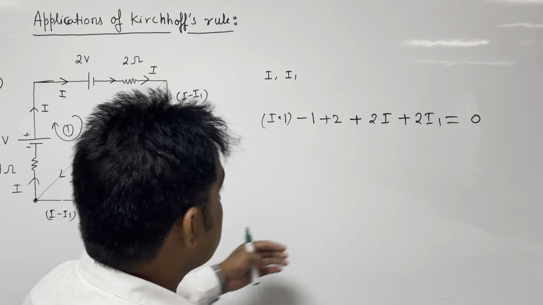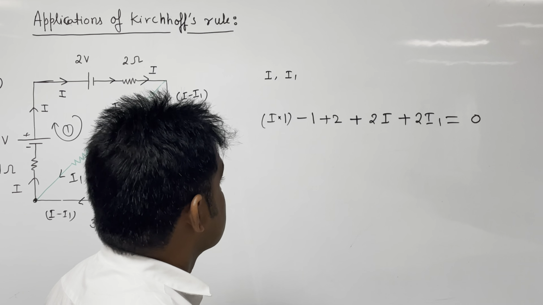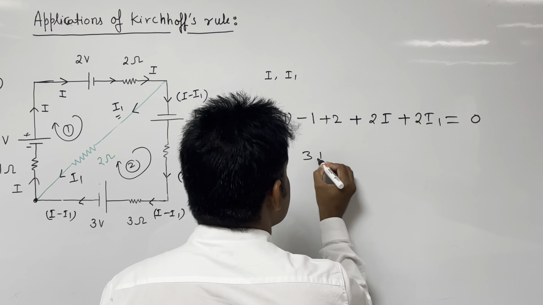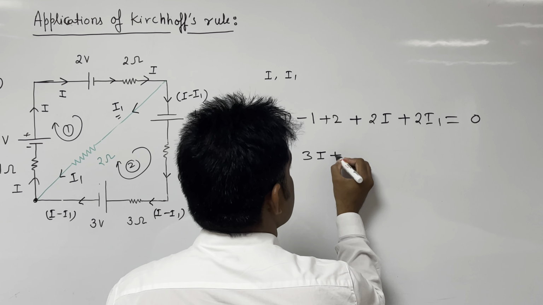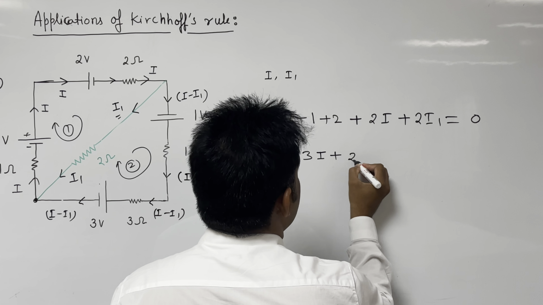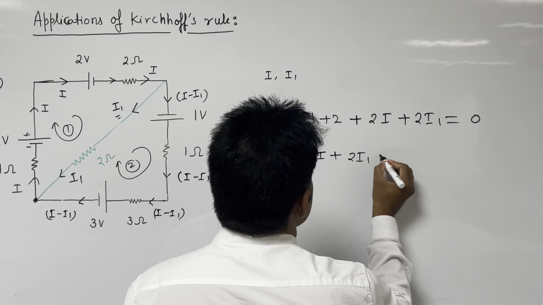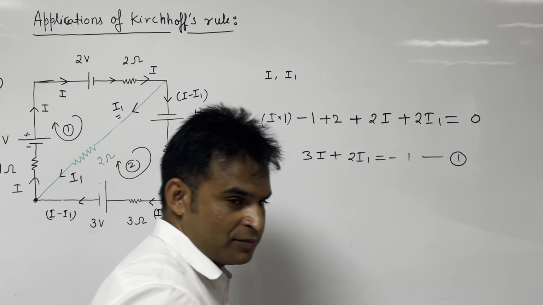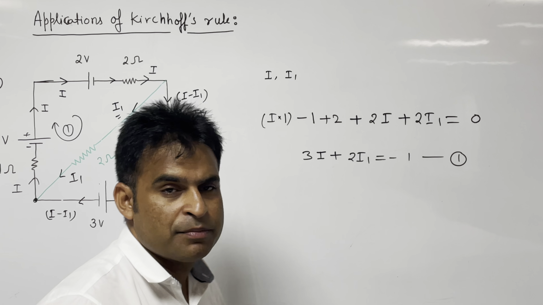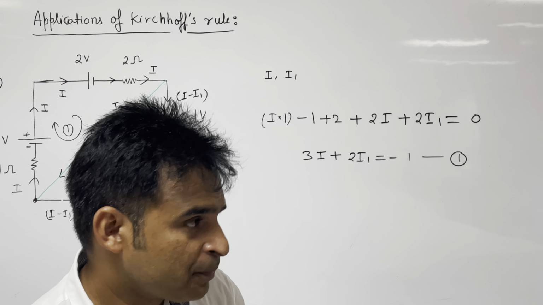Now if I simplify this a bit, what will I get? 3I plus 2I1 is equal to minus 1. This is equation 1. We got one equation, 3I plus 2I1 is equal to 1.